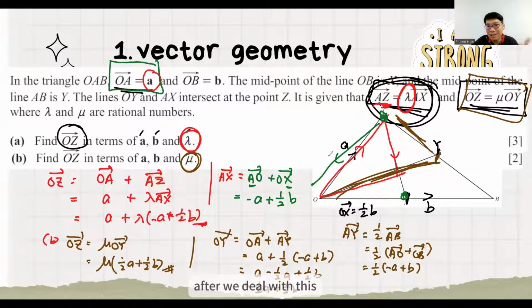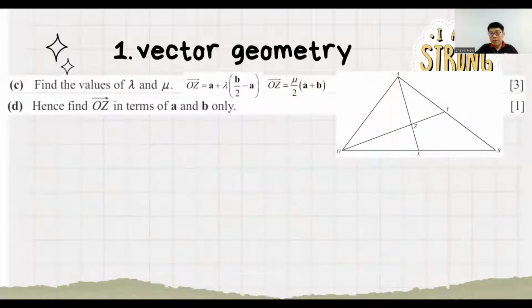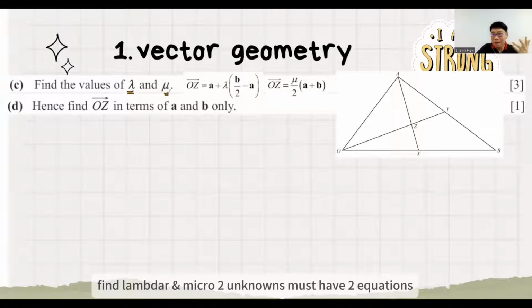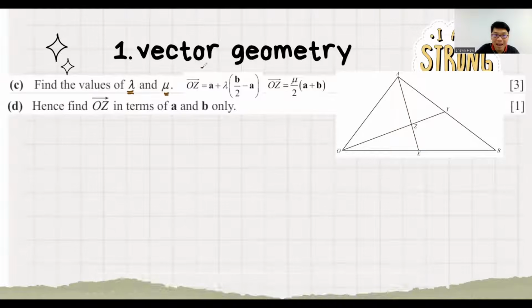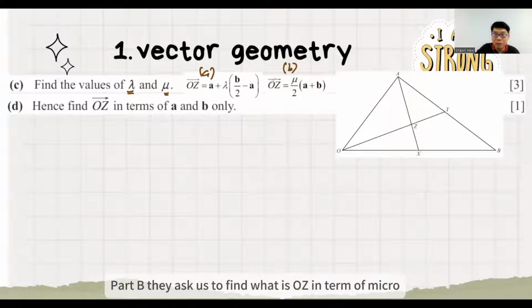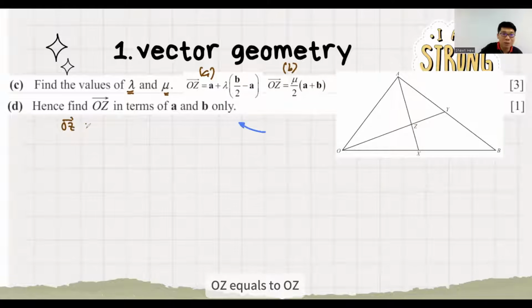After we deal with this IGCSE question, they like to ask us to continue to solve. Okay, so can you see the next question that they ask us to do is to find lambda and micro, two unknowns must have two equations. So part A, they ask us to find OZ in terms of lambda. Part B, they ask us to find OZ in terms of micro. So OZ equals OZ.